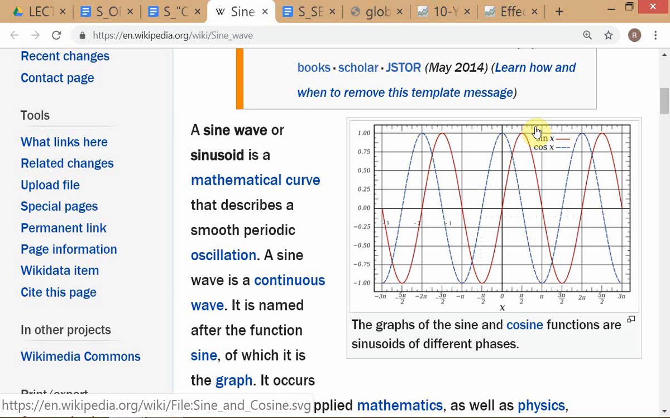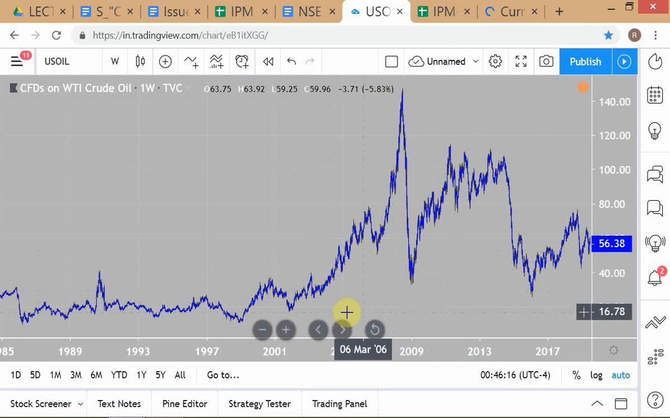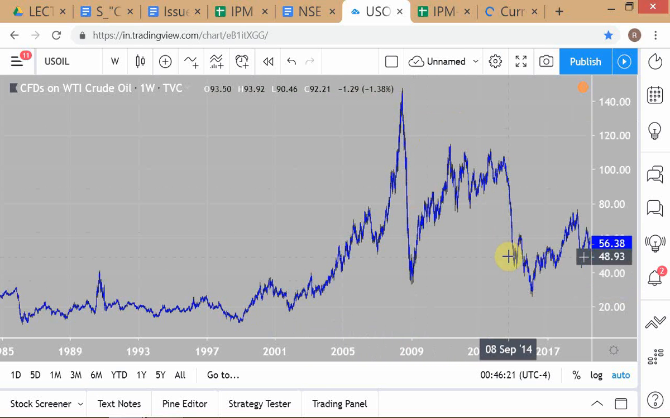We are talking about an idealized cycle in the sine curve, but in real life, you can see it even in the oil price. I did not draw this with my hand just to make it look like a cycle. This is real stuff that is going on, and you can see almost an idealized cycle here as an example.